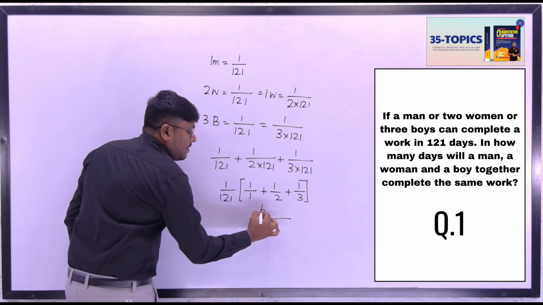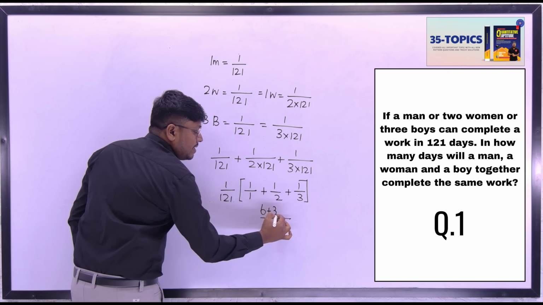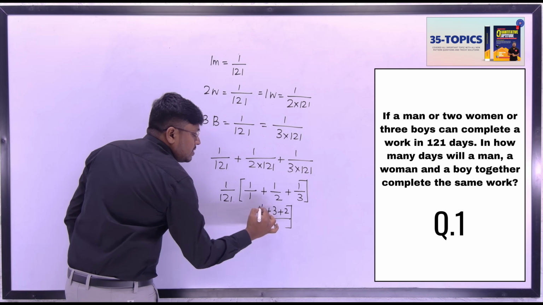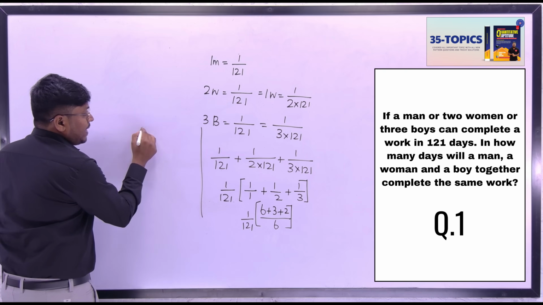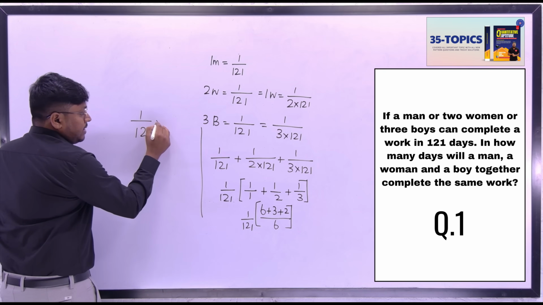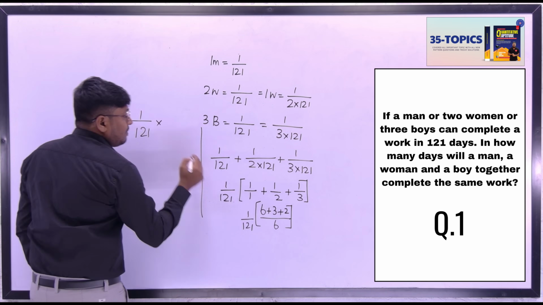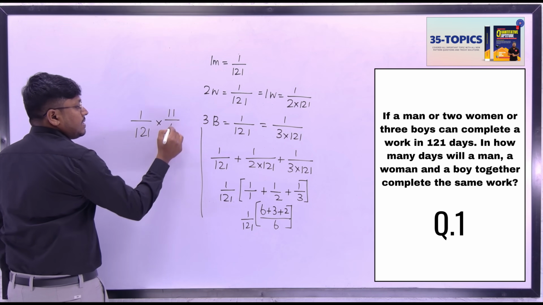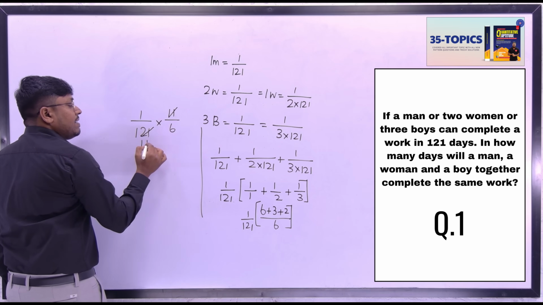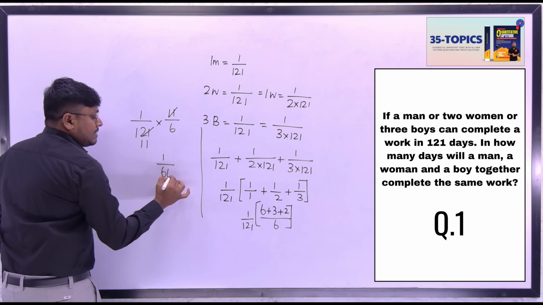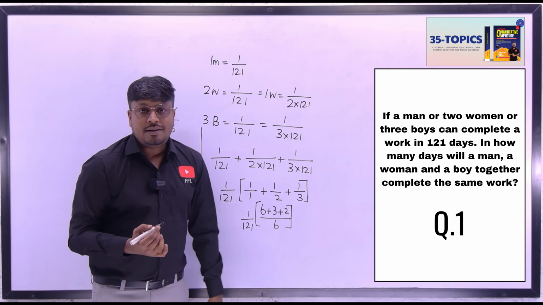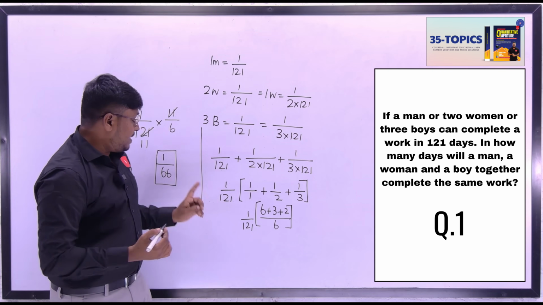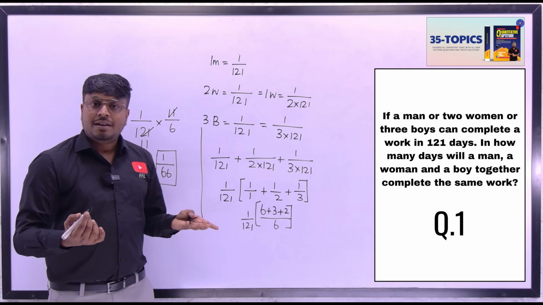So here we have 6, here we have 3, and here we have 2. So finally, 121. The final answer will be 121 into, so 6 plus 5 will be 11, so 11 divided by 6. We can cancel 11 times, so 1 by 66. That means if all three persons are working together, the total work will be completed in 66 days. Easy or not?